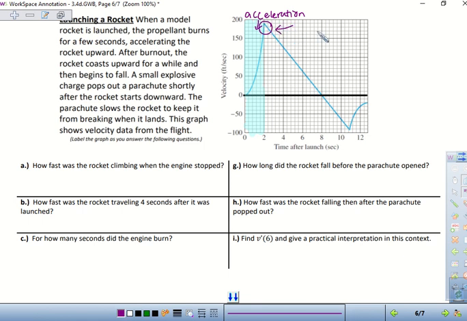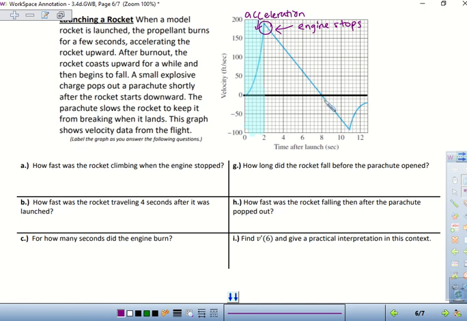Okay. So what do you think happens right here at this cusp? The engine stops. Good. So this is where the engine stops. When the engine stops, does that mean that it instantly just starts going down? No, it's still coasting upward. Think of it as the rocket goes up really fast and then the engine stops, but it still has that momentum to keep going. That right here is this whole section. As you can see, it's slowing down, but it's still going up.